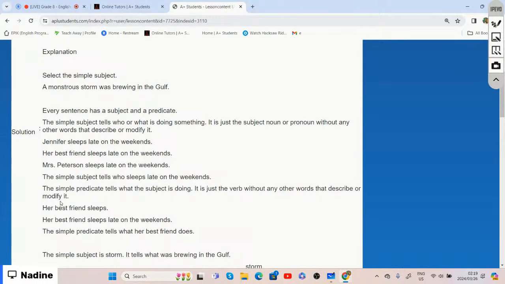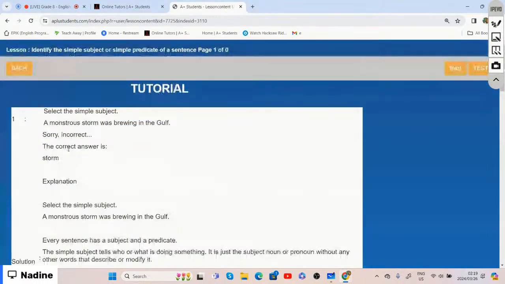So now, if we look at this sentence over here, we need to select the simple subject. Remember, we said a simple subject is only who or what is doing something, only the subject, noun, or pronoun without any other words to describe or modify it. It says, a monstrous storm was brewing in the Gulf. A monstrous storm was brewing in the Gulf.